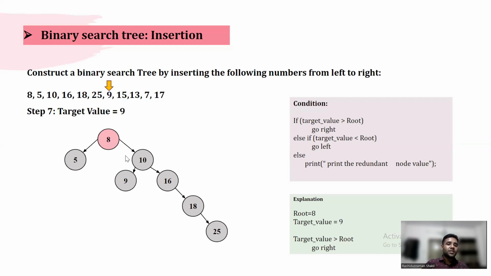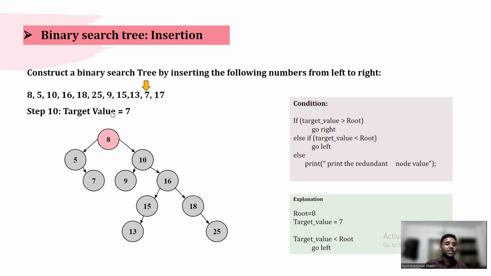Now my target value is 9. If I insert 9 into the tree, I must check the conditional statement. My root value is 8 and the target value is 9. So 9 is greater than 8. And now I'm at 10, and I also check the conditional statement again. 9 is less than 10, so it will be positioned on the left side of 10. As well as I inserted 15 and 13.